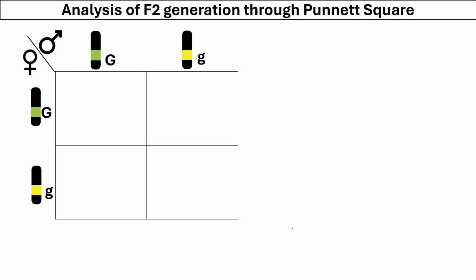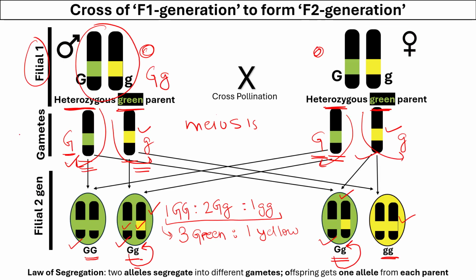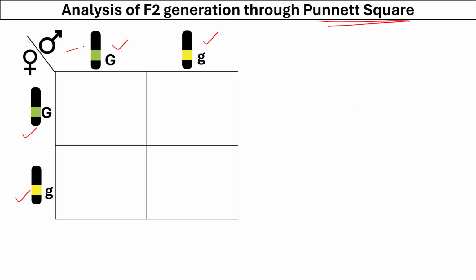Now let's look at how to make a Punnett square. The gametes that we saw in the previous generation, we have now put on top of a square. So let's go back and see what we are doing. The gametes that we formed here, one set came from the father and one set came from the mother. Now we have put them on a square. This set comes from the father and this set comes from the mother.